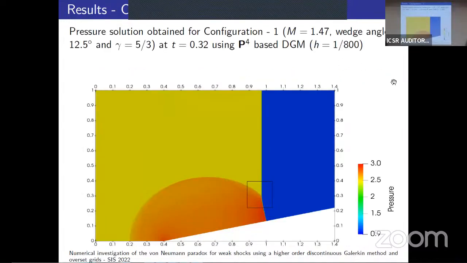So this is the pressure solution obtained for the first configuration, which is a Mach 1.47 shock reflecting over a wedge of edge angle 12.5 degrees with gamma equal to 5/3. And this solution is obtained at t = 0.32 using P4-based DGM with a grid size of h = 1/800.